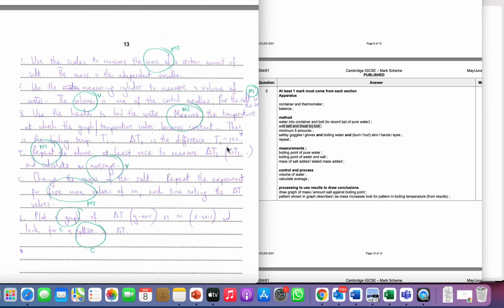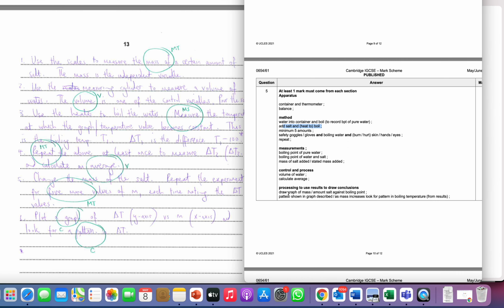Okay, and then obviously we use the heater to boil the water. We measure the temperature at which the graph becomes constant. In other words, that is the boiling point T. All right, and then for me, I said you should measure the difference T minus 100, as in the amount of the change in the boiling temperature. It doesn't really mention that in the mark scheme here.